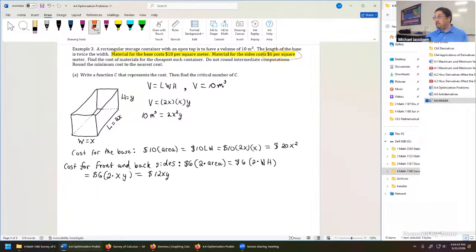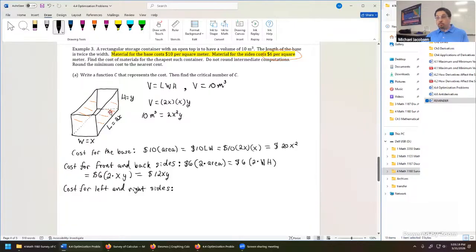There's 5 sides altogether because it's an open top. Now we want the left side and the right side. So here's the temporary highlighting for those 2 parts. There's the left side, the right side. So let's indicate that this is cost for left and right sides. So this cost for both the left and right sides is still at $6 per square meter.